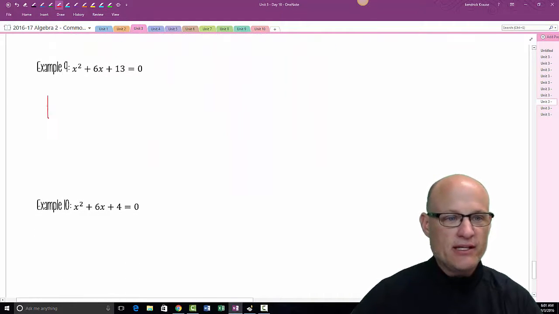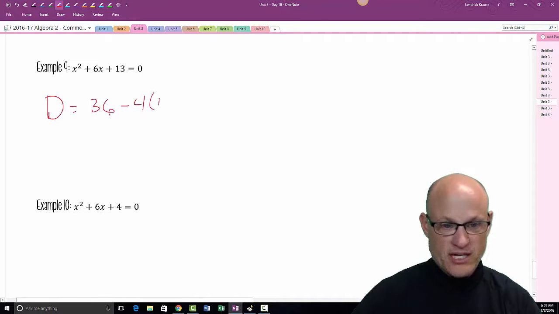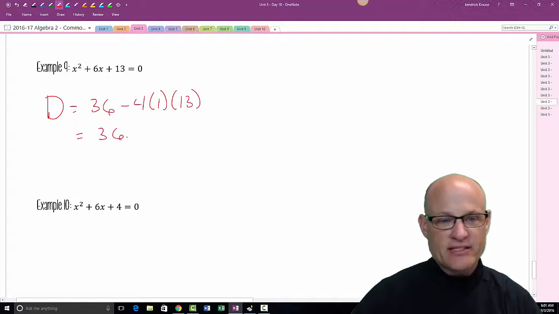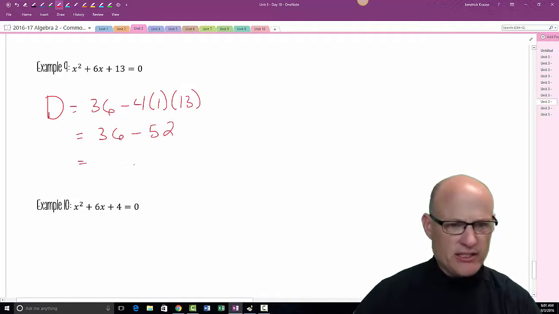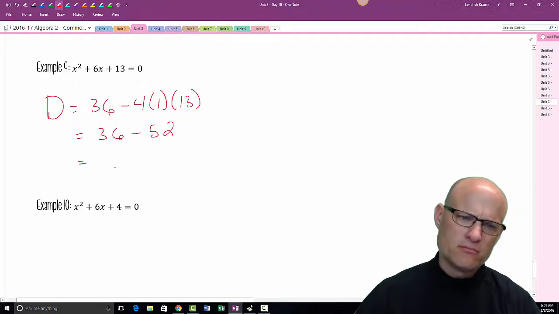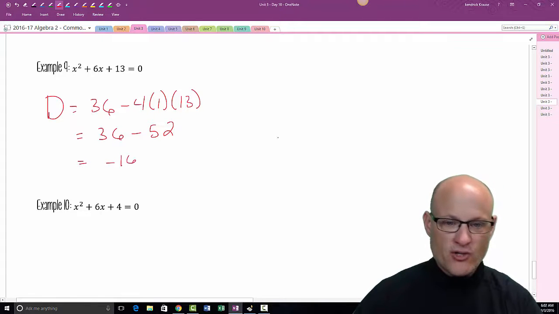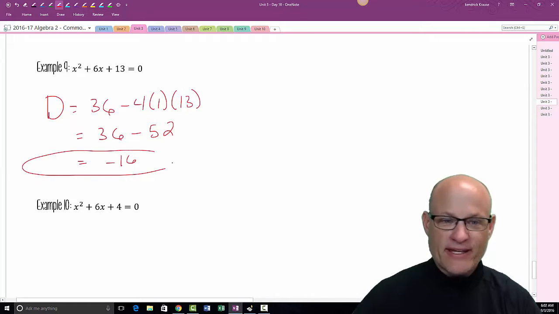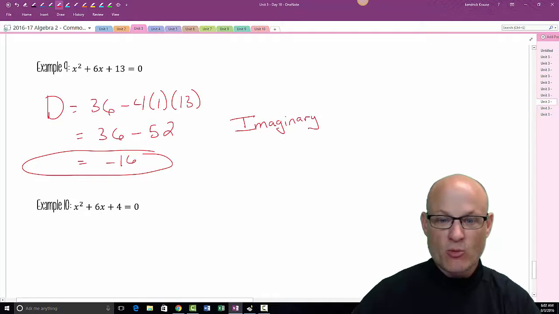All right, keep going. D equals 36 minus 4 times 1 times 13. This is 36 minus 52, which is equal to, I believe, negative 16. So that means I don't care if that's a perfect square. All I see is it's a negative, and that means my roots are going to be imaginary. And we're going to go back and draw a picture for each one of these in just a second.